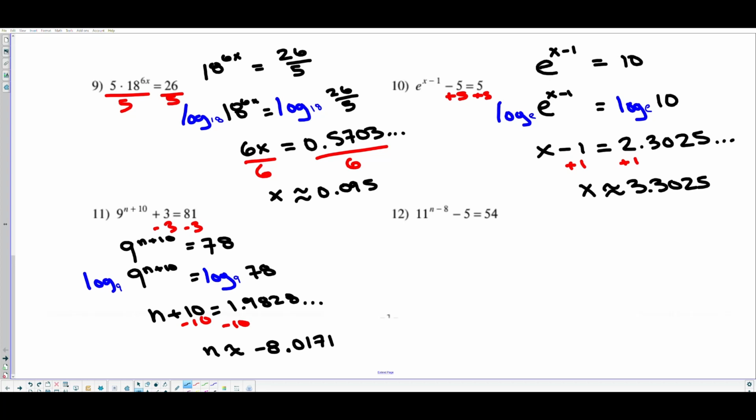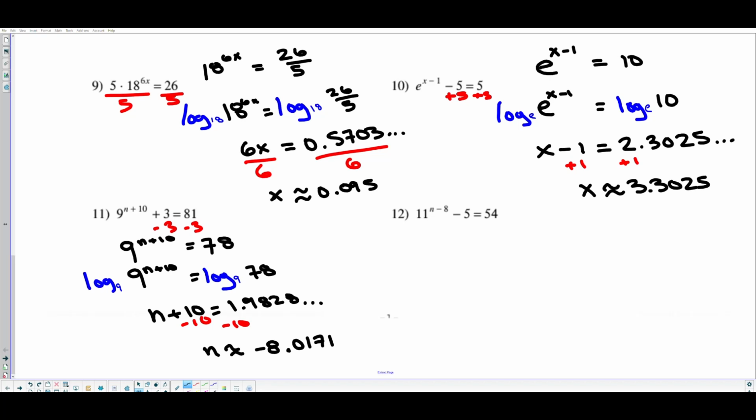So watch how I do this on the calculator, especially if you kind of have an idea. So I'm going to start for number 12. I'm going to start with 54 and go ahead and add 5. Okay, and that gives me 59. I'm going to log base 11 both sides, so it's going to be log base 10 of 59 divided by log base 10 of 11.